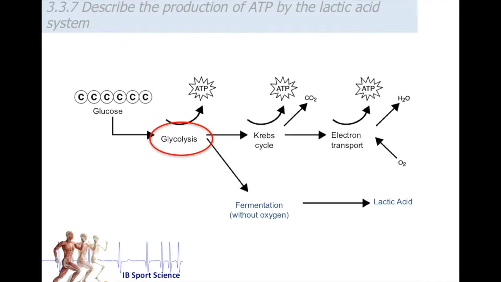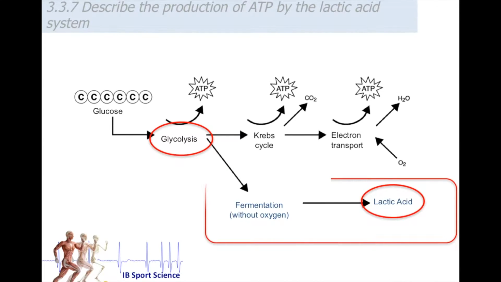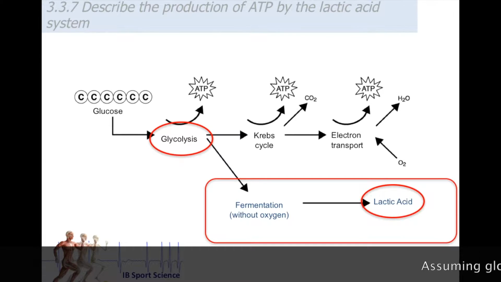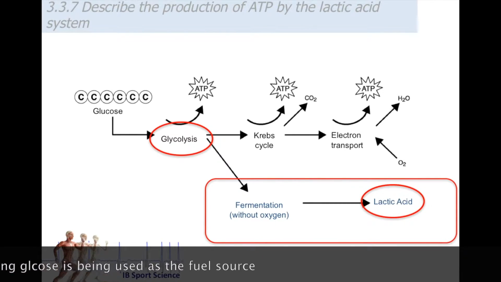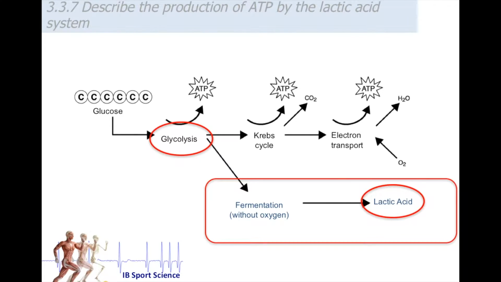Now what happens to that pyruvate will depend on whether oxygen is or isn't present. If oxygen isn't present, then lactic acid is produced, hence the name of the system, the lactic acid system. And this is a process of fermentation which takes place without the presence of oxygen. If, however, oxygen is present, then the pyruvate goes forward into the Krebs cycle and the electron transport chain. So just to try to get your head around this, glycolysis always takes place and pyruvate is always produced at the end of glycolysis. What happens to that pyruvate depends on whether oxygen is present or absent. So in this case, no oxygen is present, it's anaerobic, and so lactic acid is formed.